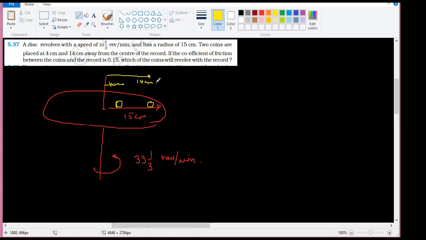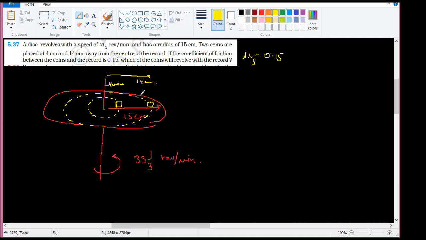If the coefficient of static friction between the coins and the record is 0.15, which of the coins will revolve with the record? So listen carefully, very easy and very confusing. This is going around a circle, you can imagine. And this coin is also going around a circle. As the disk is spinning, the coin is also going around a circle.